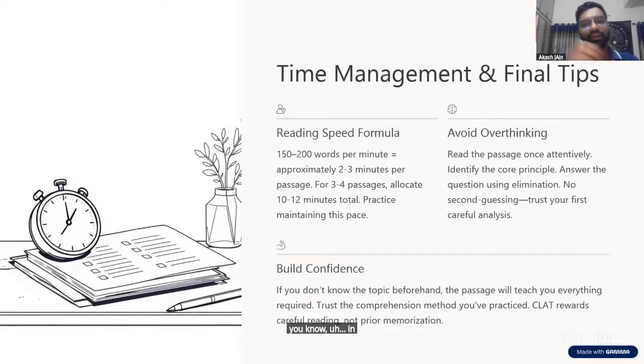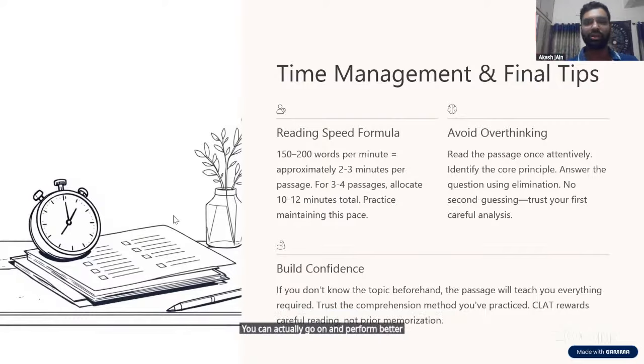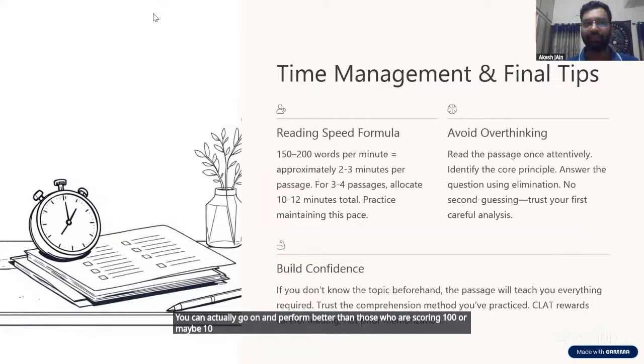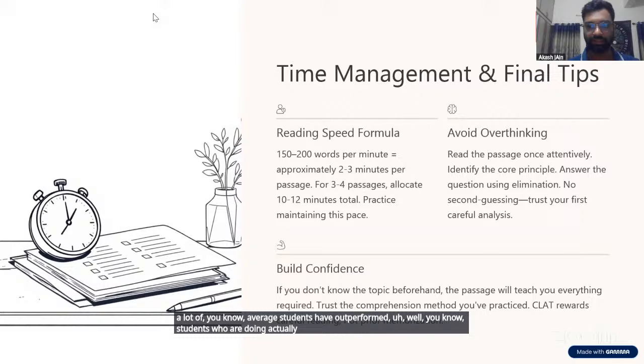CLAT mocks, there's no way you should think that, okay, my game is already over, I'm already out of the competition. You can actually go on and perform better than those who are scoring 100 or maybe 105 presently. You can outperform them. I've seen a lot of examples where people have outperformed a lot of average students, and have outperformed students who are doing very well in the CLAT exam.